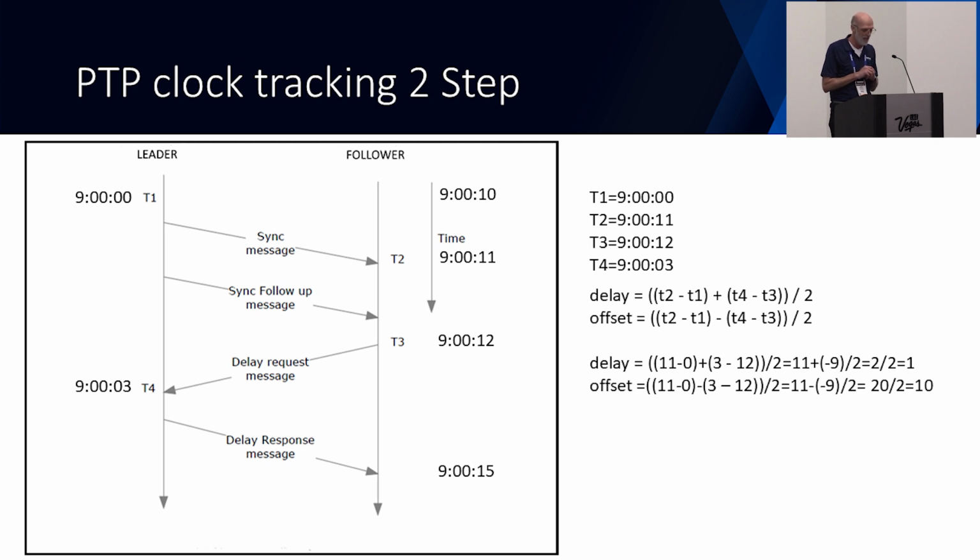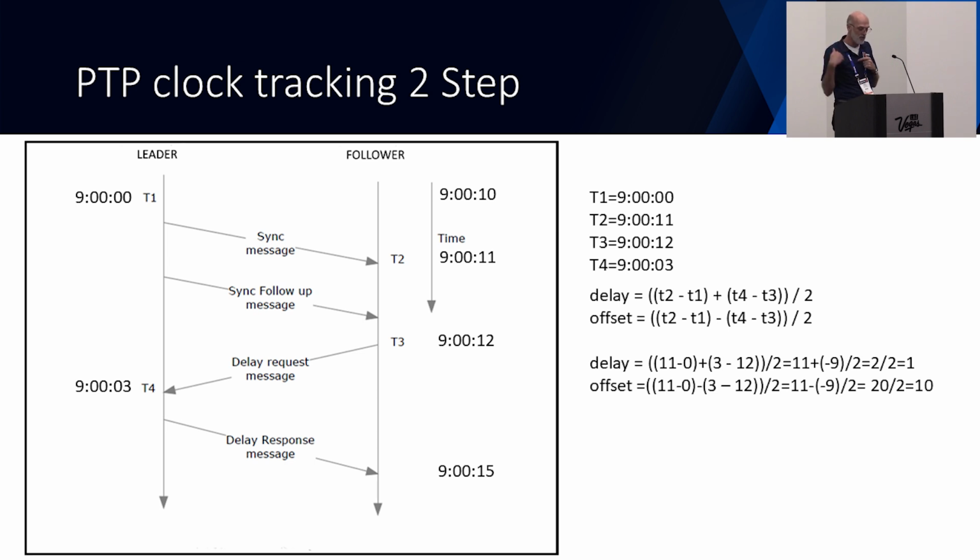So we have a little graph here. I have my leader on one side and my follower on the other side. At the very top, on the leader side, it says 9 o'clock. On the follower side, it says 9 o'clock and 10 seconds. So my follower thinks it's 9 o'clock, 10 seconds. He's later than the actual leader. The leader sends the first message, the sync message, at T1, 9 o'clock. So T1 is 9 o'clock.